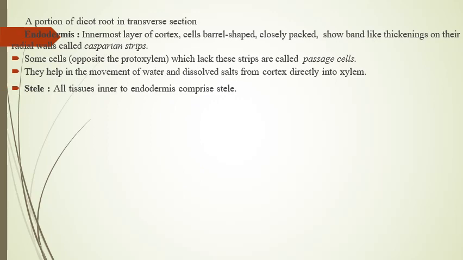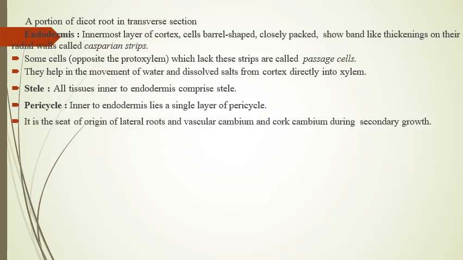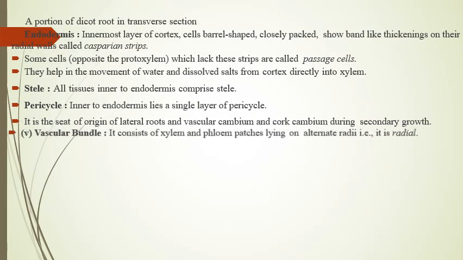Stele: all tissues inner to endodermis comprise the stele. Pericycle: inner to the endodermis lies a single layer of pericycle. It is the seat of origin of lateral roots and of vascular cambium and cork cambium during secondary growth.